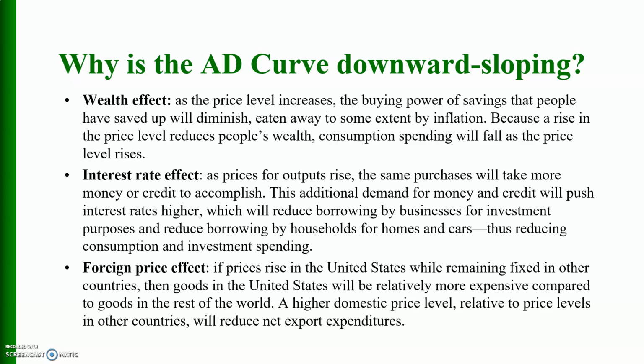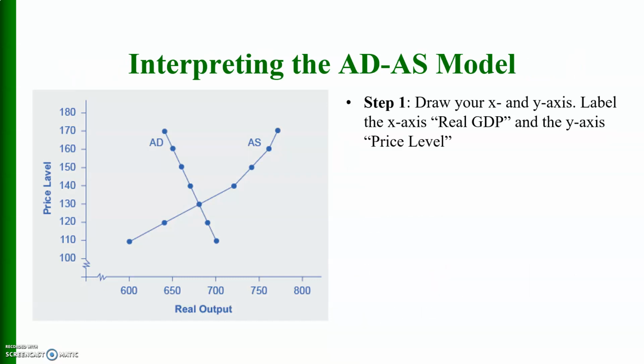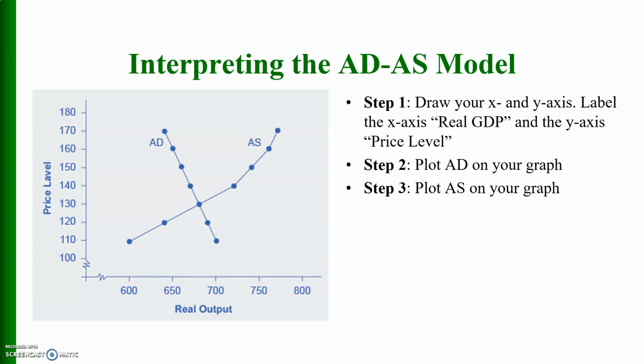A higher domestic price level relative to price levels in other countries will reduce net export expenditures. Here is the interpretation of the aggregate demand and aggregate supply model. Draw your x and y axis, label the x-axis as real GDP and the y-axis as the price level. Plot AD on your graph, then plot aggregate supply on your graph.